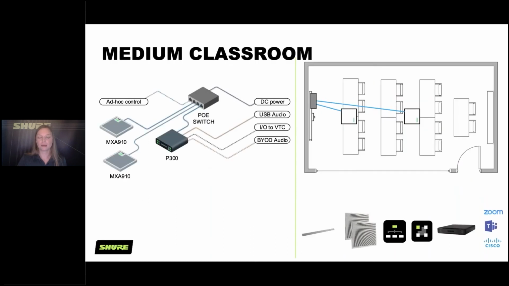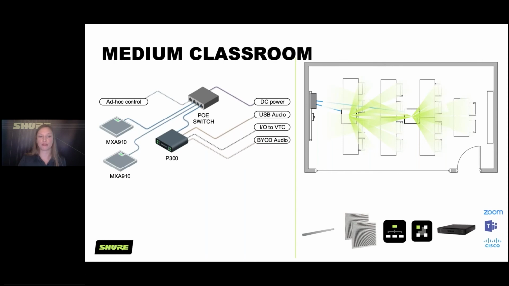Let's talk about a medium classroom, and maybe this is a reconfigurable space. And let's go with the MXA 910 in this example. We want to pick up the voices. We also want to use this for lecture capture. So we're going to put 2 MXA 910s in the ceiling. We will use that rear array to cover the rear 2 rows. And that rear array will also cover the front of the classroom where the teacher or the professor will be working. That front array will cover the first 2 rows. And here we have very, very consistent coverage throughout the room.